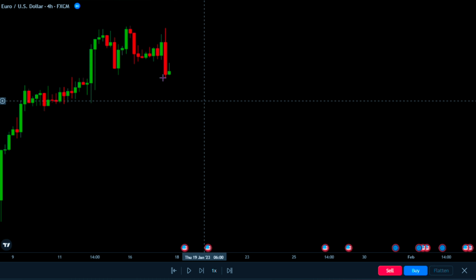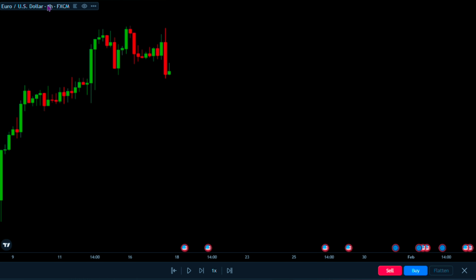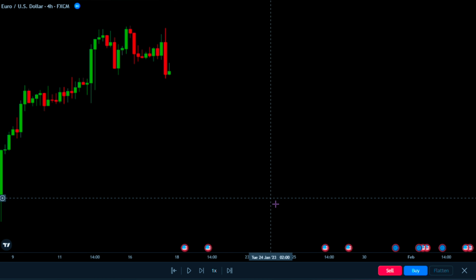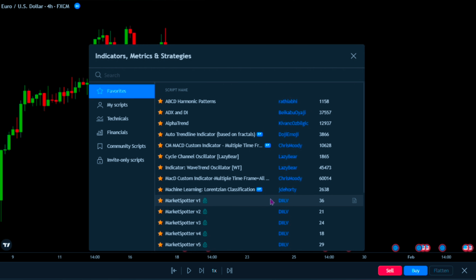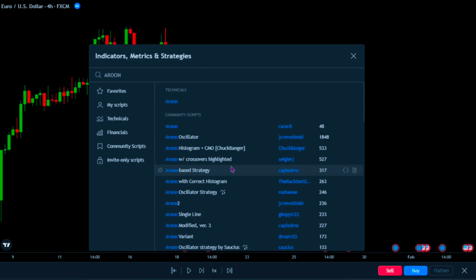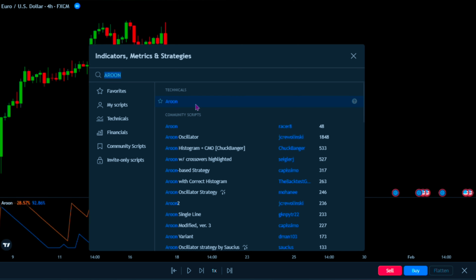So we are currently on the Euro United States dollar, and this is the 4-hour time frame. For the first indicator, let's quickly add the Aroon indicator. So I want you to open the indicator settings panel and search for the Aroon indicator. This one right here by TradingView. Add it to the chart.